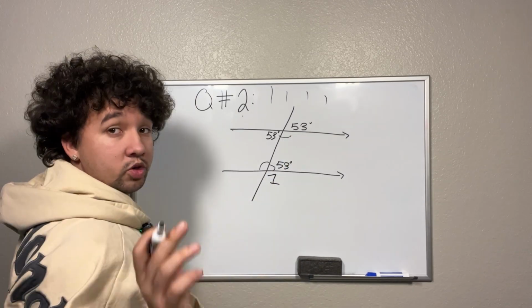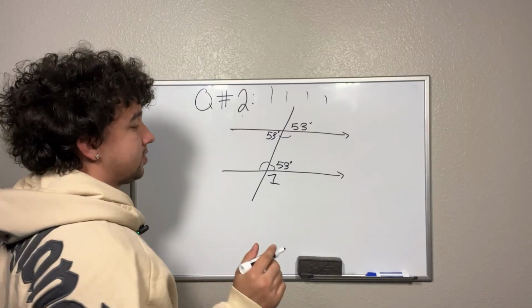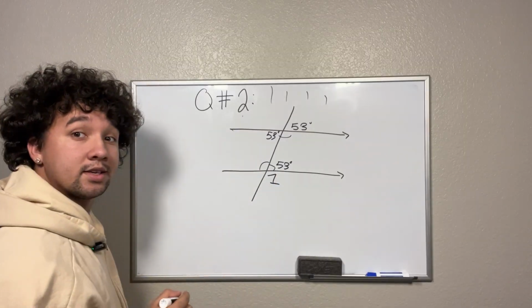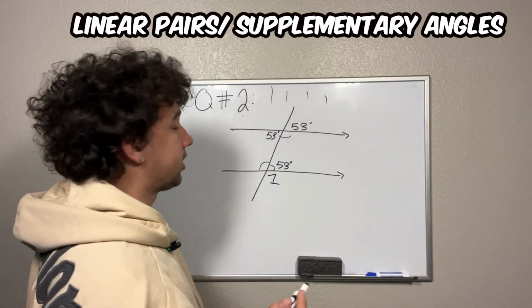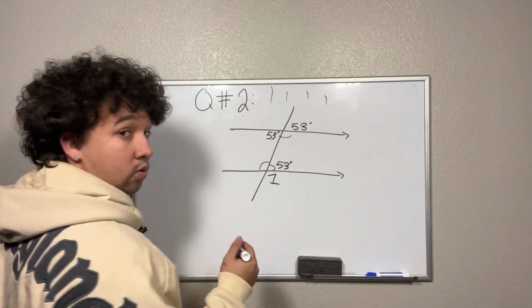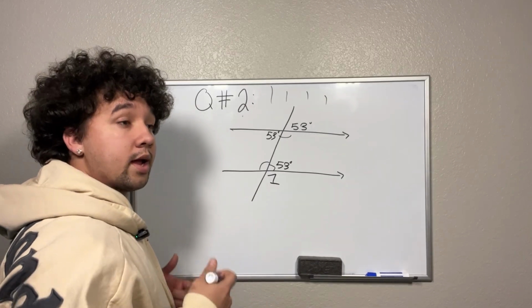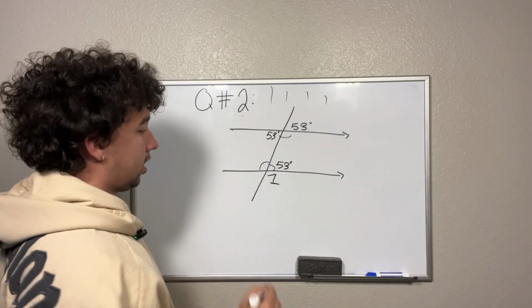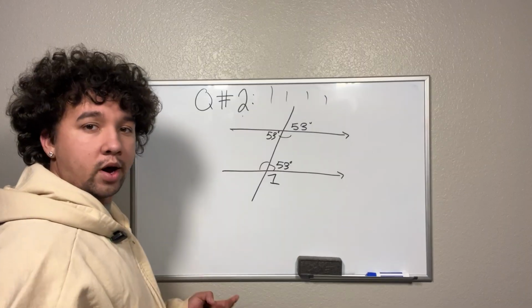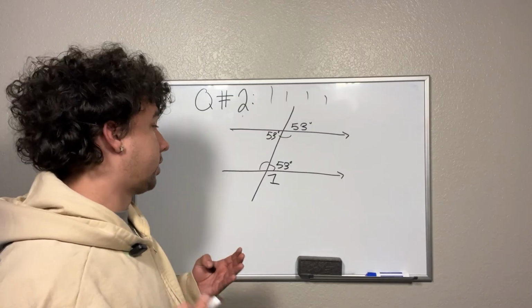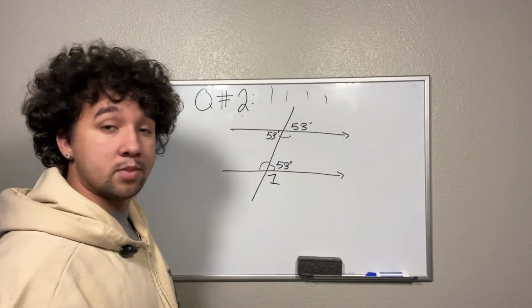The last one, which is the most important one in my opinion when it comes to geometry and solving things like this, are linear pairs or supplementary angles. Supplementary angles or linear pairs are angles that add up to 180. Supplementary angles are a more broad version. They just have to add up to 180. Linear pairs need to be in a line.